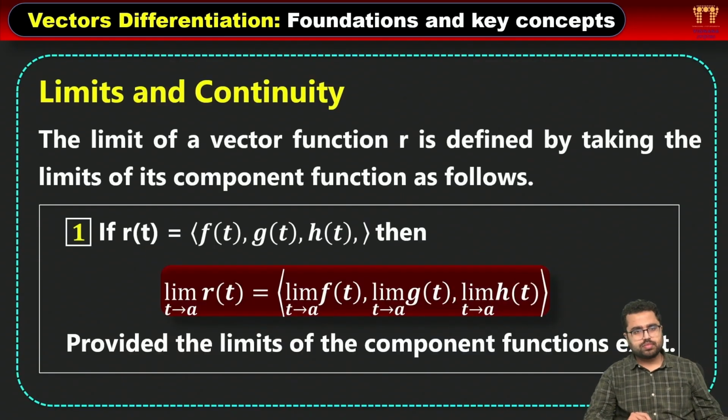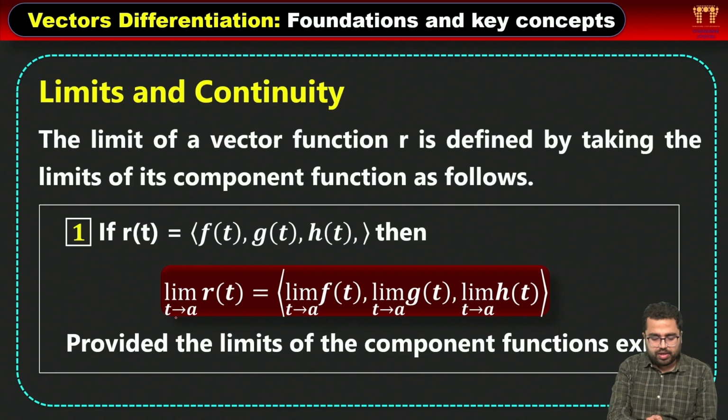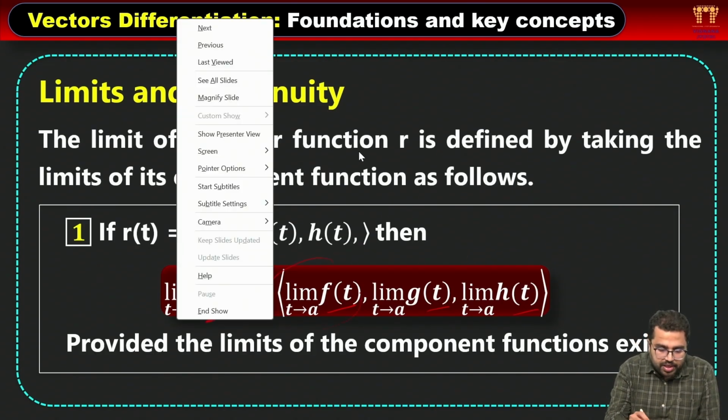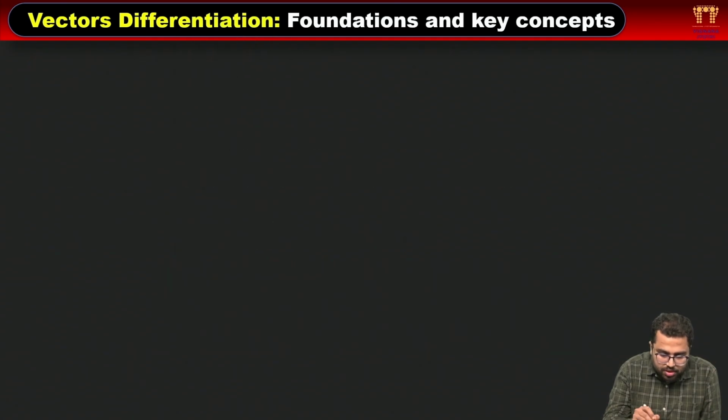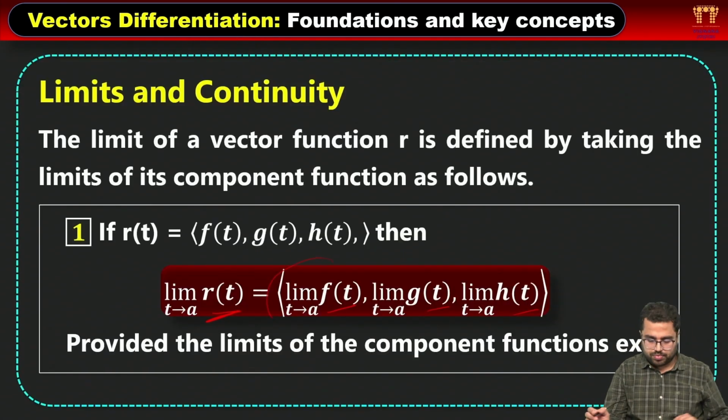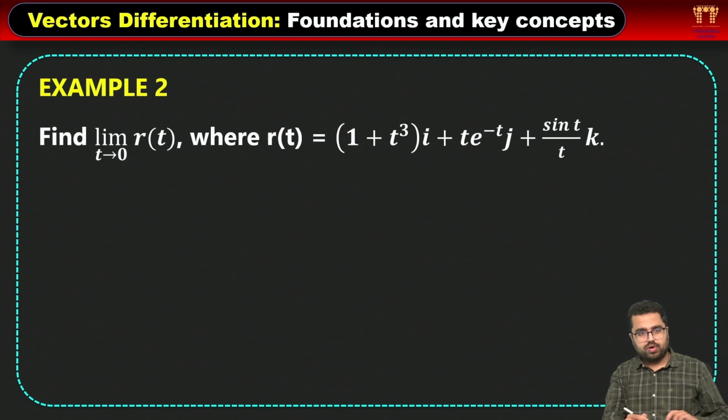In the same way we can define limit and continuity for vector valued functions. As we know the limit and continuity for real valued functions, we can define them for vector valued functions. If you want to find the limit as t tends to a of r of t, you just have to find the limit of each component as t tends to a. All of these limits must exist. If these limits exist, then we can say that the limit of the vector valued function exists.